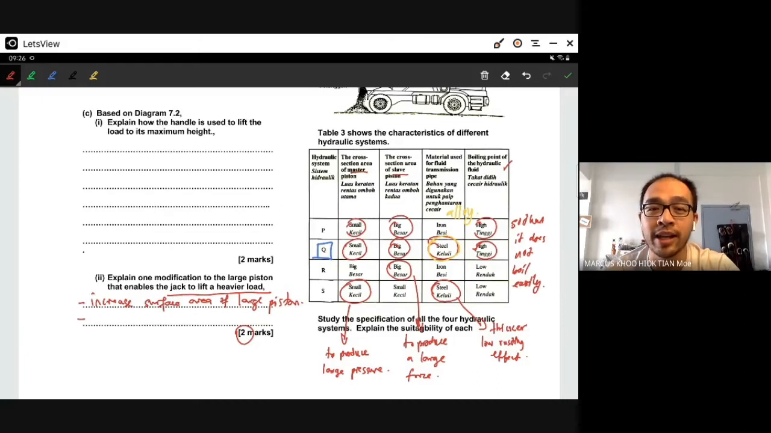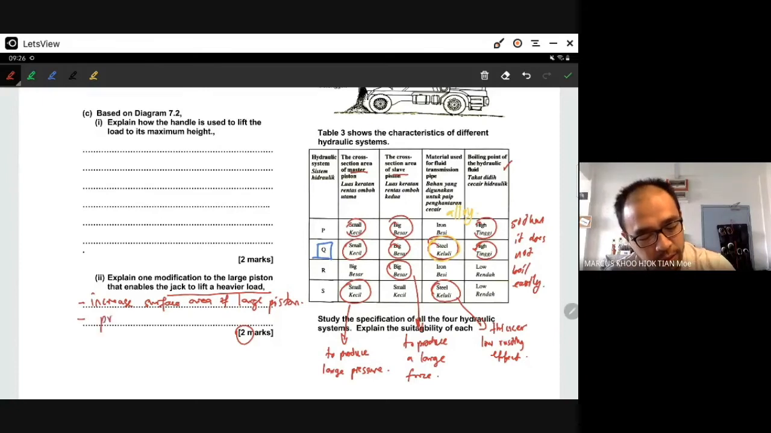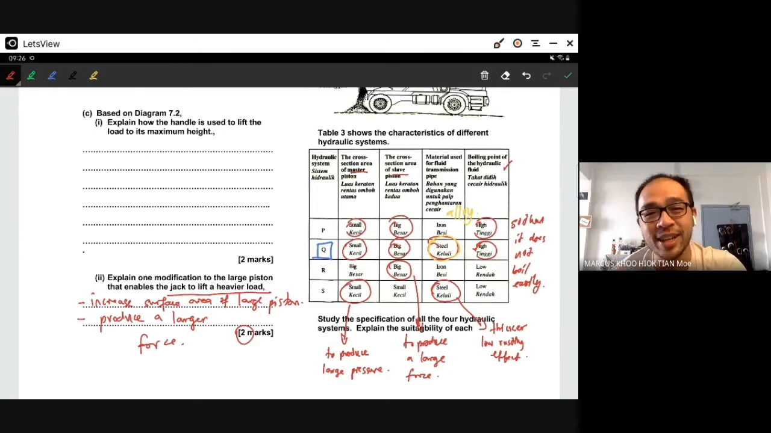Everybody's like shouting the answer to their muted mics, Wilson. The first increase. Okay, so it will produce a larger force. Yeah, sorry, because I'm seeing the camera. Everybody's shouting their answers to the muted mics.